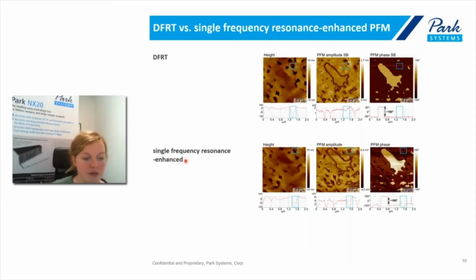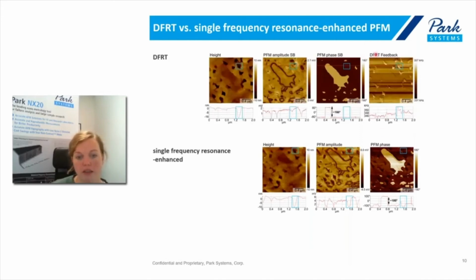Now, in the single frequency resonance enhanced PFM measurement without frequency tracking, we see this topography feature very clearly in the PFM amplitude and also in the PFM phase. So the PFM phase gives us a nice 180-degree phase contrast for the domain itself, but then when we look at the topography feature, this is almost a phase contrast of 100 degrees. So it would be easy to confuse this with the real physical information on the ferroelectric domain on this material.